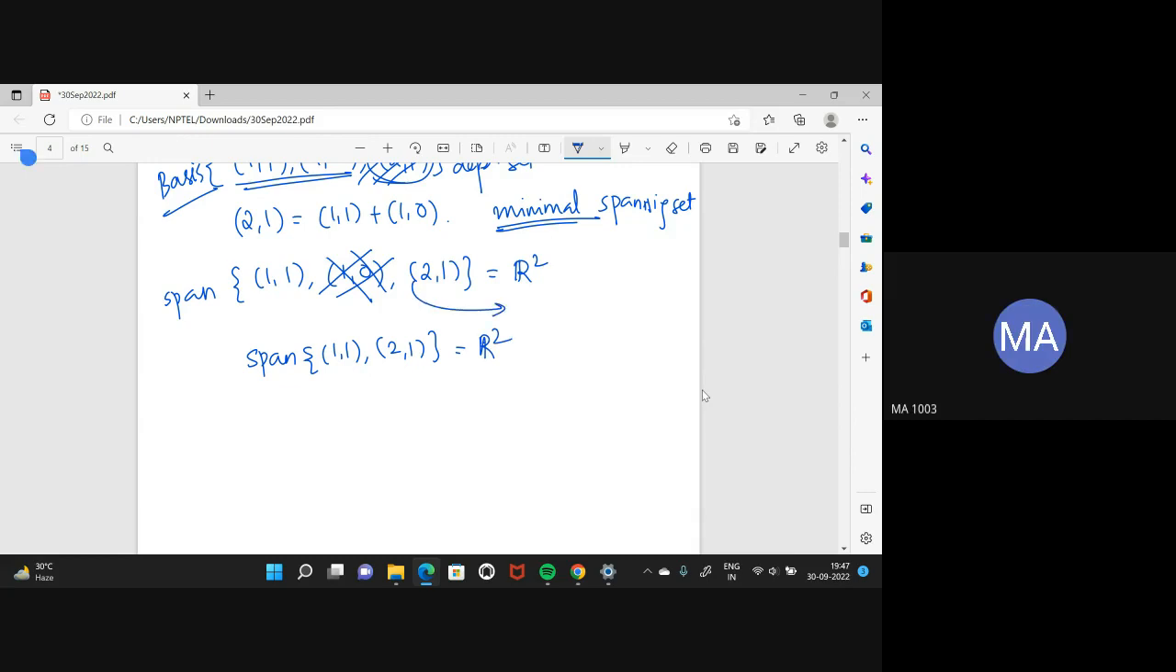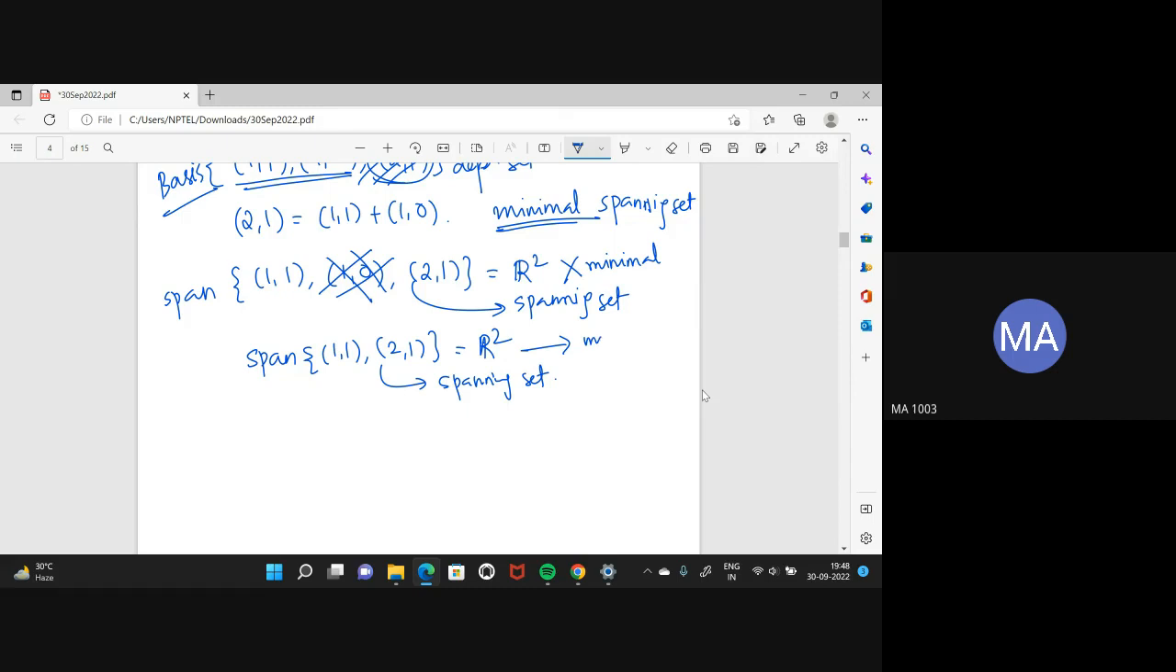First of all, is this a spanning set? Yes, ma'am, because it spans R2, right? Yeah. Is this a spanning set? Yes, ma'am, it spans R2. Is this a minimal spanning set? No, it is not minimal because even if I remove one element from that set, I still have a subset which is spanning, right? Yes, ma'am.